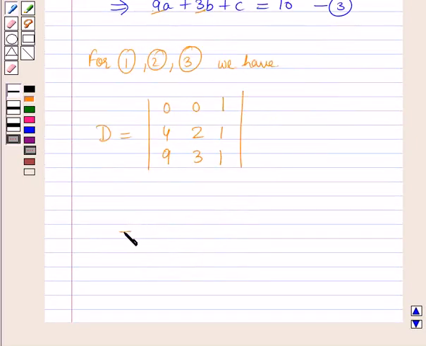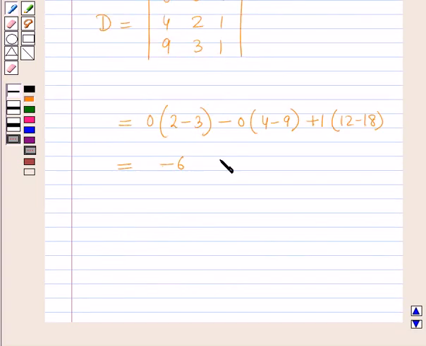On solving, this will be equal to 0 into (2 minus 3) minus 0 into (4 minus 9) plus 1 into (12 minus 18). So this will be equal to 0 minus 0 plus 1 into (12 minus 18), which will give minus 6, which is not equal to 0. Therefore, the solution exists.